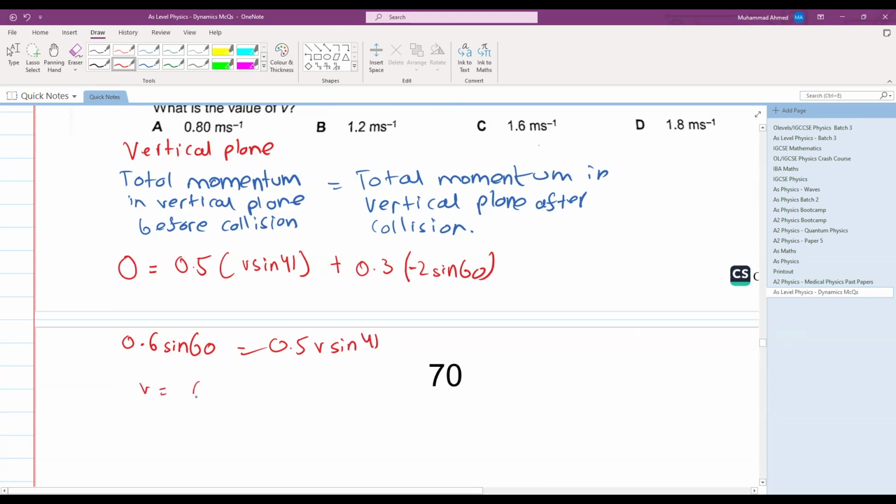V comes out to be what? 0.6 sine 60 divided by 0.5 sine 41. Let's calculate the answer. 0.6 sine 60 divided by 0.5 sine 41. The answer for velocity comes out to be 1.6. Any answers like that? C is your answer.